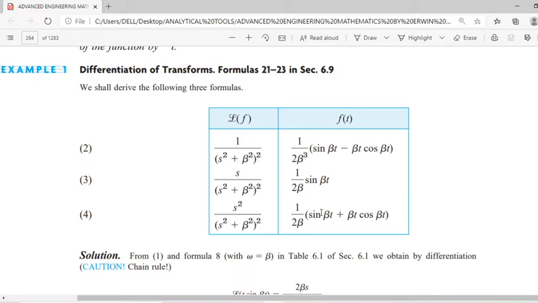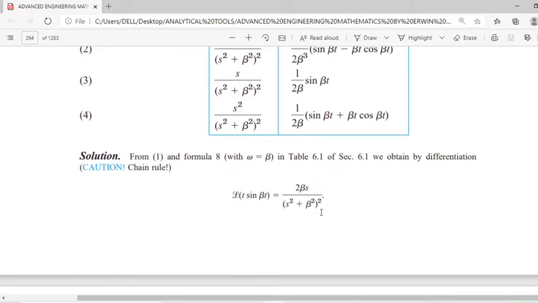L of f, that is 1 by (s square plus beta square) all square, that is a Laplace transformation. So what is the inverse? f(t) is equal to 1 by beta cube into (sin beta t minus beta t cos beta t). So we can derive that. You know that L of sin beta t is beta by s square plus beta square. So what will be L of t sin beta t?